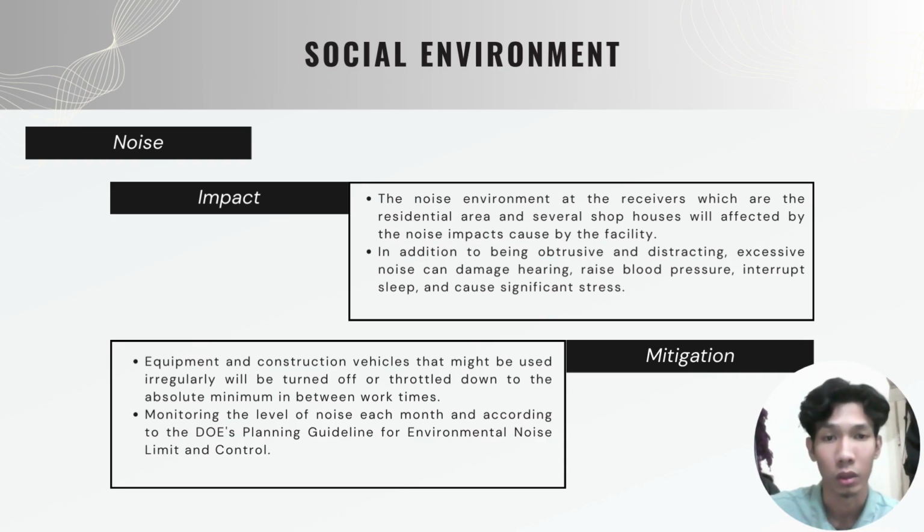In addition to being obtrusive and distracting, excessive noise can damage hearing, raise blood pressure, interrupt sleep, and cause significant stress. So the mitigation for noise is that equipment and construction vehicles that might be used irregularly will be turned off or throttled down to the absolute minimum in between work times. Noise levels will be monitored each month according to the DOE's planning guideline for environmental noise limits and controls.